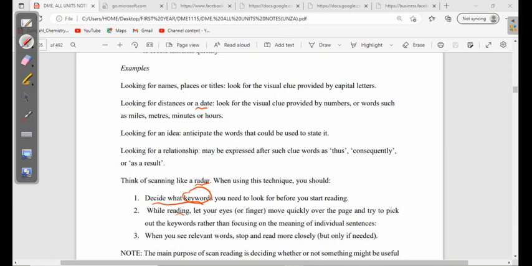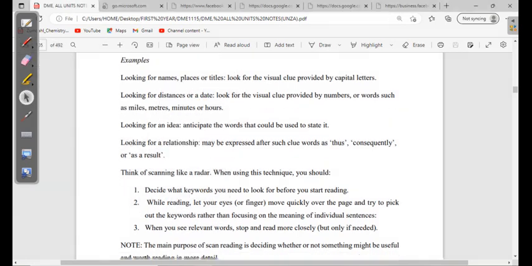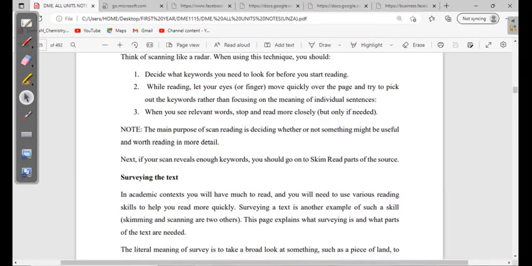So when you see relevant words, you need to stop and read thoroughly for a bit. Again, note that the main purpose of scan reading is deciding whether or not something might be useful and worth reading in more detail. Next, if your scan reveals enough keywords, you should go on to skim the part that you've just scanned. Remember, with scanning you are interested only in some portions, just some keywords. But with skimming, you are deciding whether you are going to be able to read basically the whole of it.